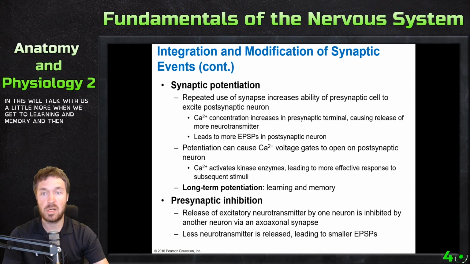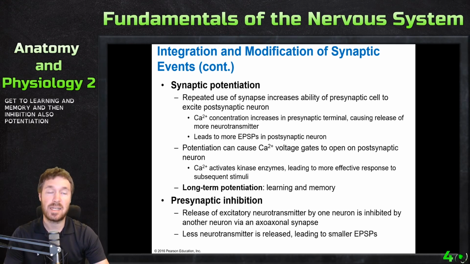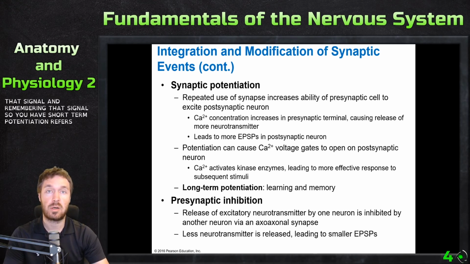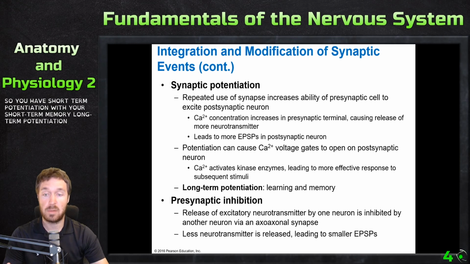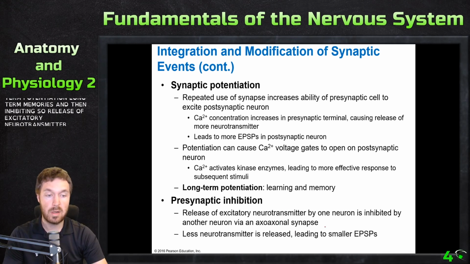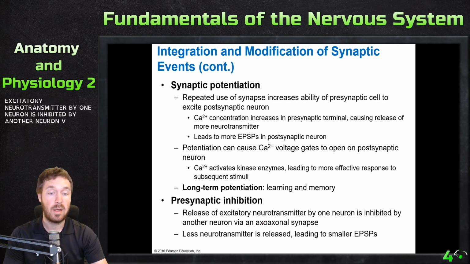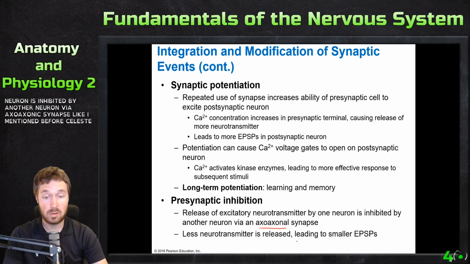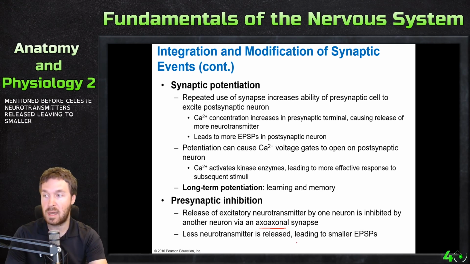And then inhibition. So potentiation is sending that signal and remembering that signal. So you have short-term potentiation, which is short-term memories, and long-term potentiation, long-term memories. And then inhibiting: release of excitatory neurotransmitter by one neuron is inhibited by another neuron via that axonal synapse, like I mentioned before. So less neurotransmitter is released, leading to smaller EPSPs.